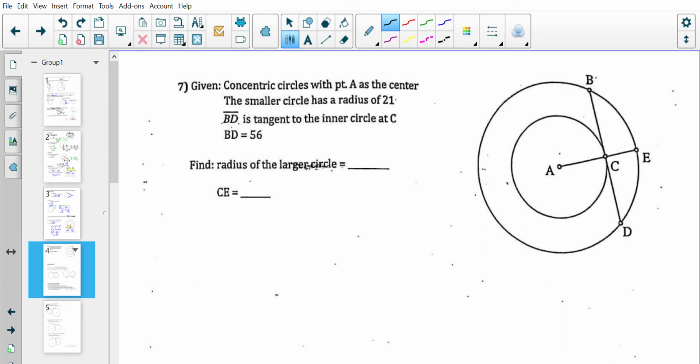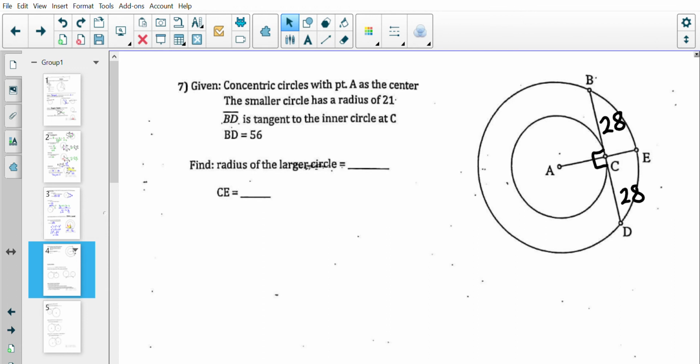All right, so once again, we have concentric circles with point A as the center. The smaller circle has a radius of 21. BD is the tangent to the inner circle at C, and B to D is 56. So if B to D is 56, let's remember when a radius is perpendicular, which it is, to a chord, it also bisects the chord, so that 56 is going to get split into 28 and 28.